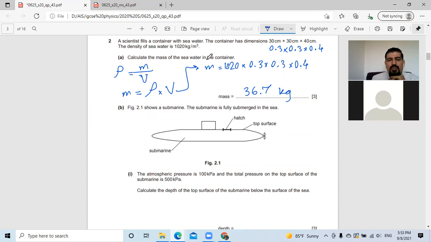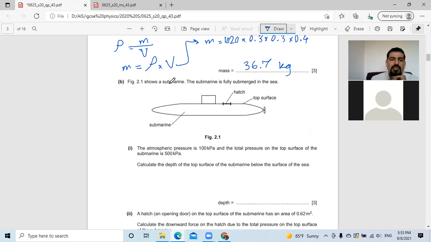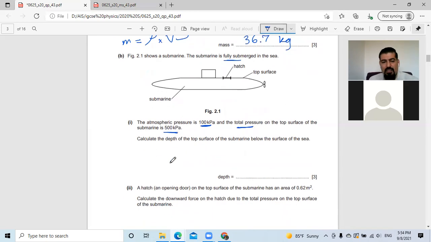The figure shows a submarine. The submarine is fully submerged, completely below the water. I don't know how much water is above it. The atmospheric pressure is 100,000 pascals, 1 bar, and the total pressure at the top surface is 500 kilopascals. Calculate the depth. They ask about h, the depth below the water surface.